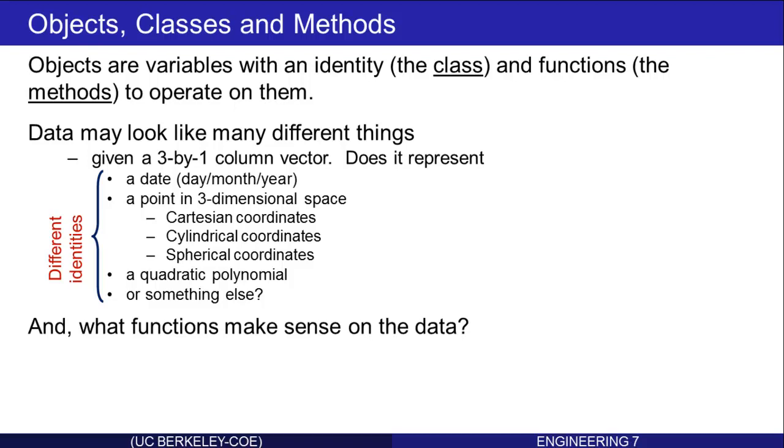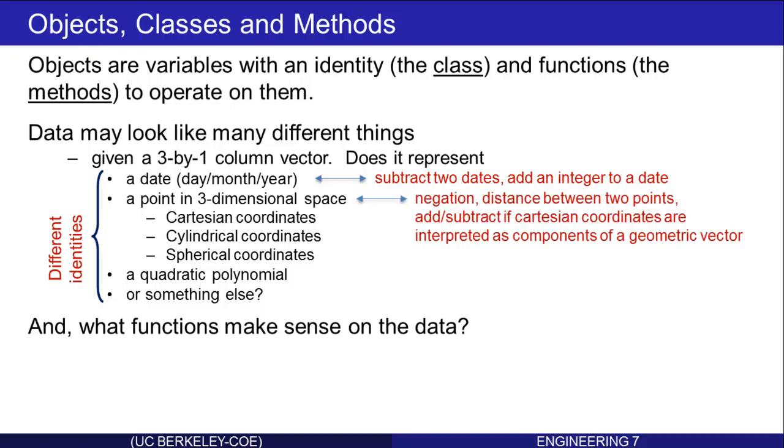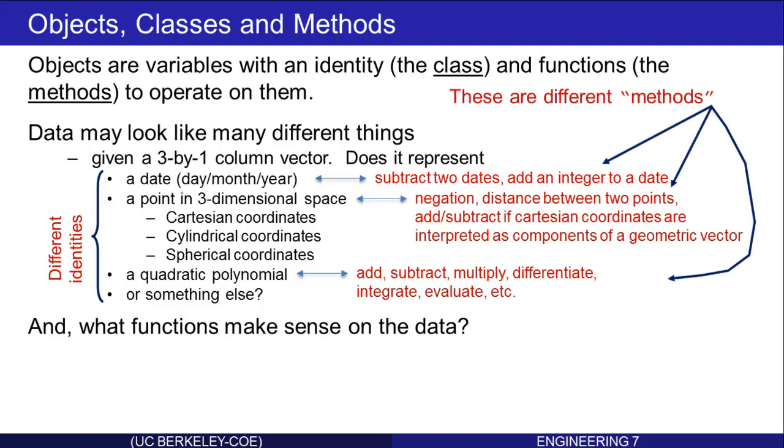What functions make sense on those pieces of data? Two dates can be subtracted to yield the number of days between them. An integer can be added to a date to get a date in the future. For points in three-dimensional space, there's a notion of negation, the distance between points. Points can be added and subtracted if they're interpreted as components of a geometric vector. Polynomials can be added, subtracted, multiplied, differentiated, integrated, evaluated, and so on. These are the different methods that apply to the different identities.